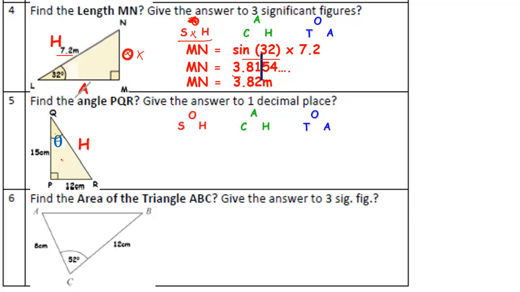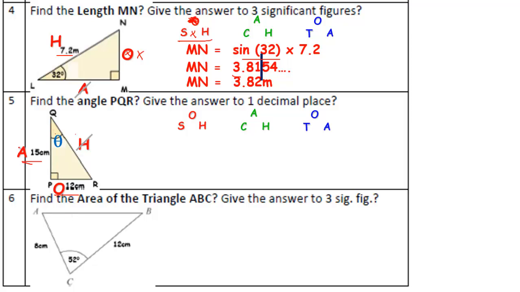Hypotenuse, it's opposite the right angle. Opposite, which is going to be that 12. Adjacent, which is going to be the 15. Now, I have two things there, two things over there, and just 1 over there, so I'm going to cross out the h. That's not necessary. Okay, let's think about this.